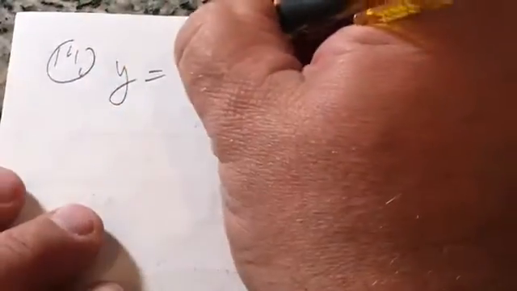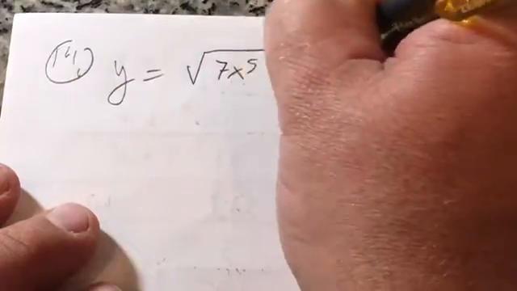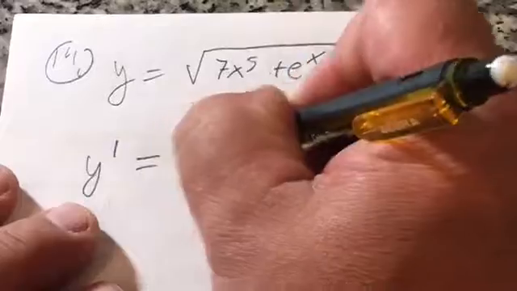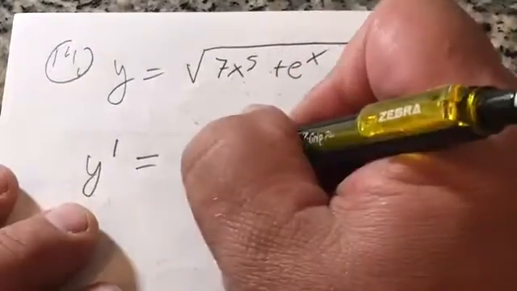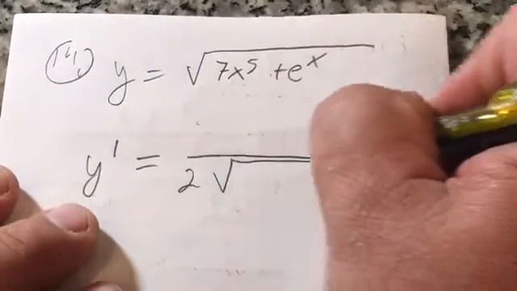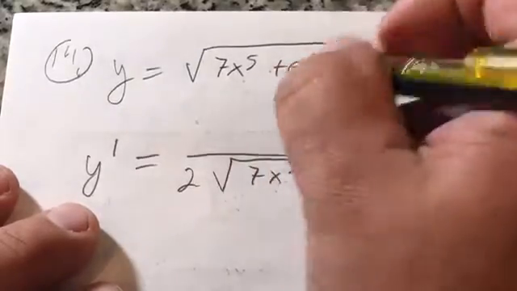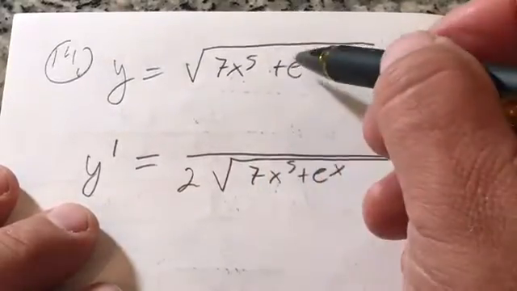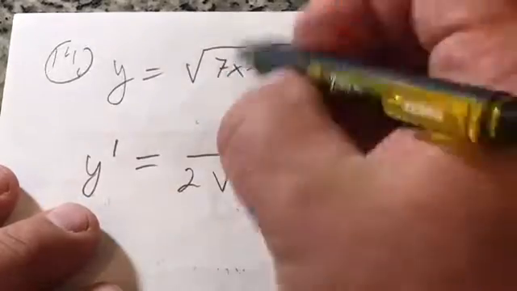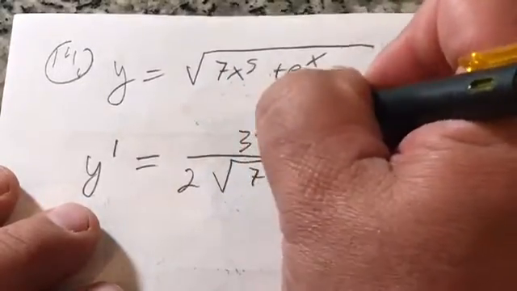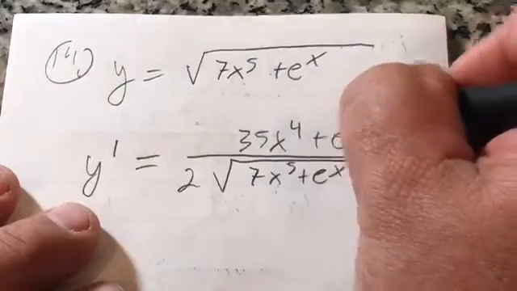Number 14, y equals the square root of 7x to the 5th plus e to the x. Y prime is going to equal, big division bar, 2 square root 7x to the 5th plus e to the x. And then what goes on top is the derivative of the guts. So it's going to be 35x to the 4th plus e to the x.